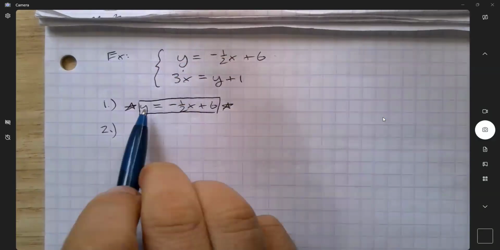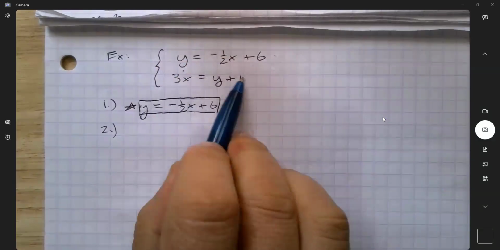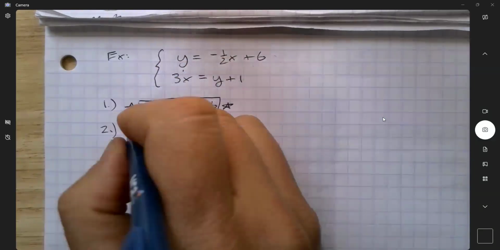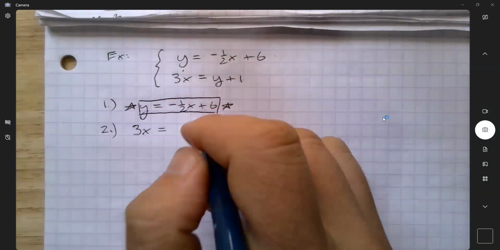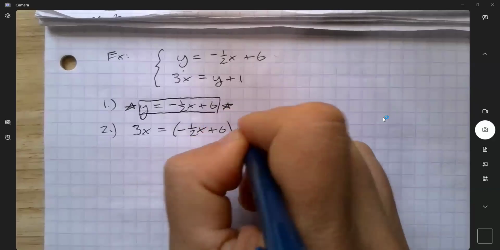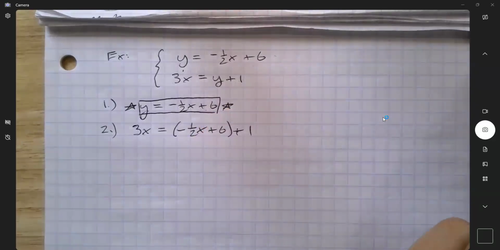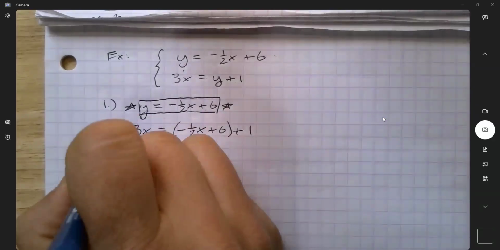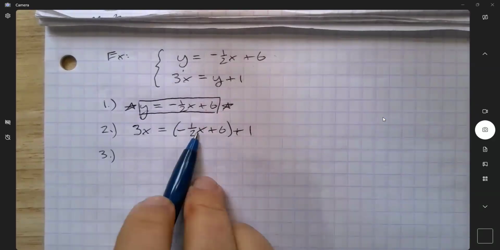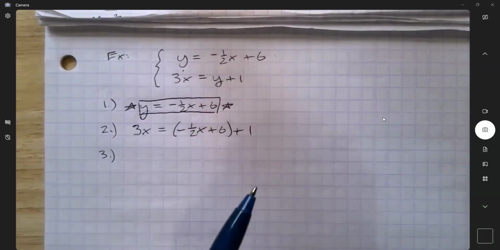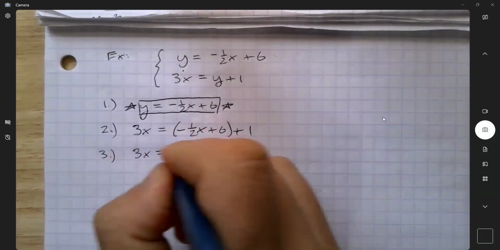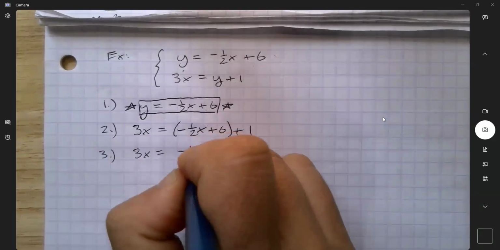The second step is to substitute the starred equation into the other equation, the one I didn't pick. So I have 3x equals, and now y is -1/2 x plus 6, and then a plus 1. Now I have an equation that has just a single unknown variable. The x shows up more than once, but it's only x's. And I'm going to solve this equation. In this case, I can just drop the parentheses.